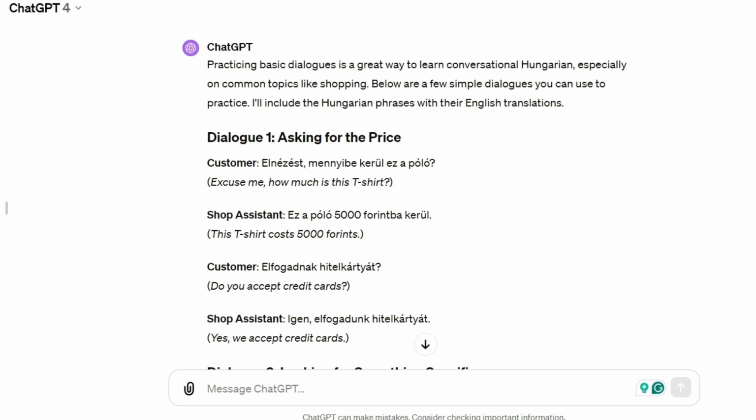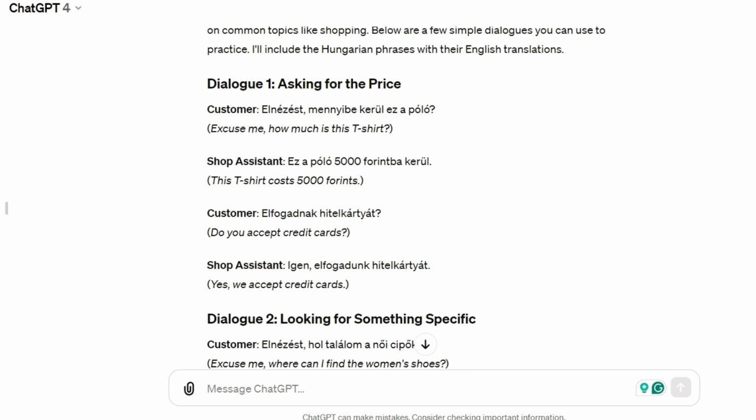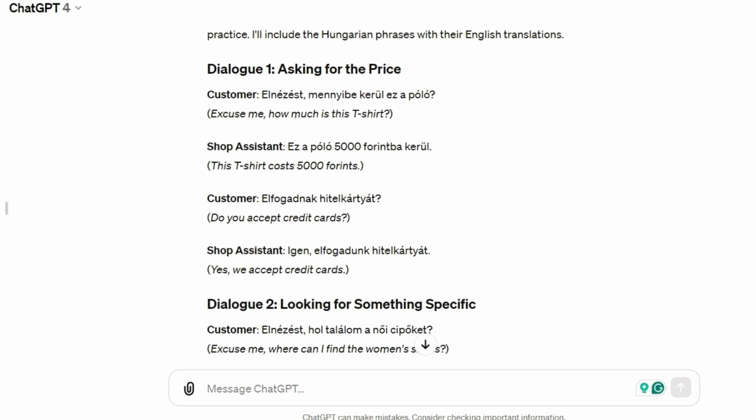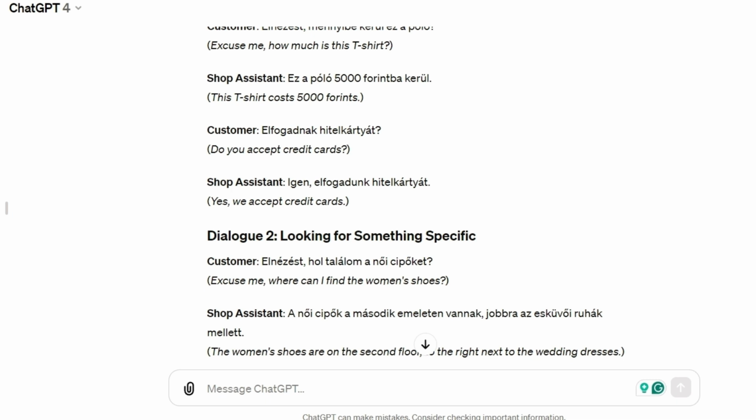Let's see. So, elnézést, mennyibe kerül ez a póló? Ez a póló 5000 forintba kerül. Fine. Elfogadnak hitelkártyát? Igen, elfogadunk hitelkártyát. Okay, seems to be okay.